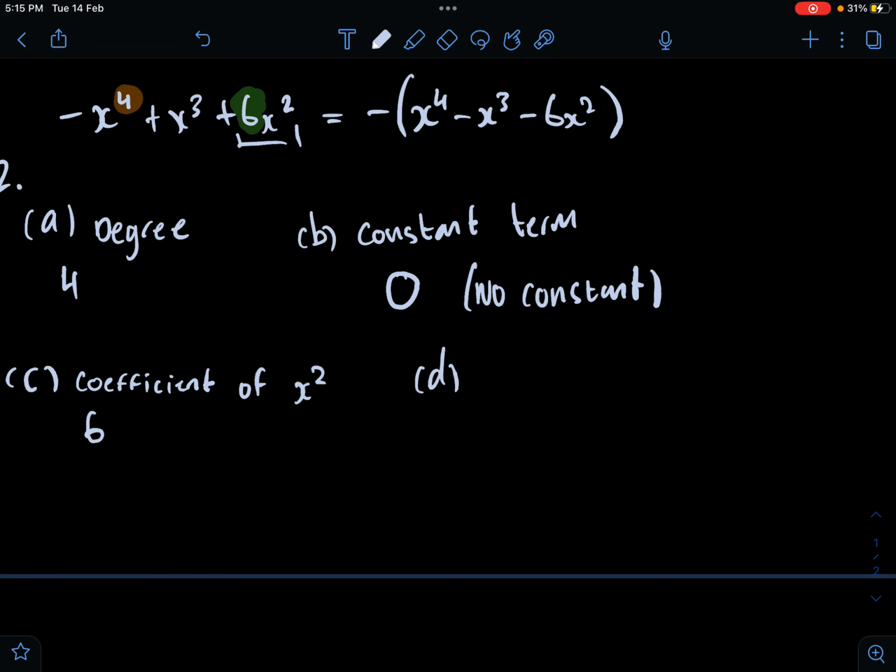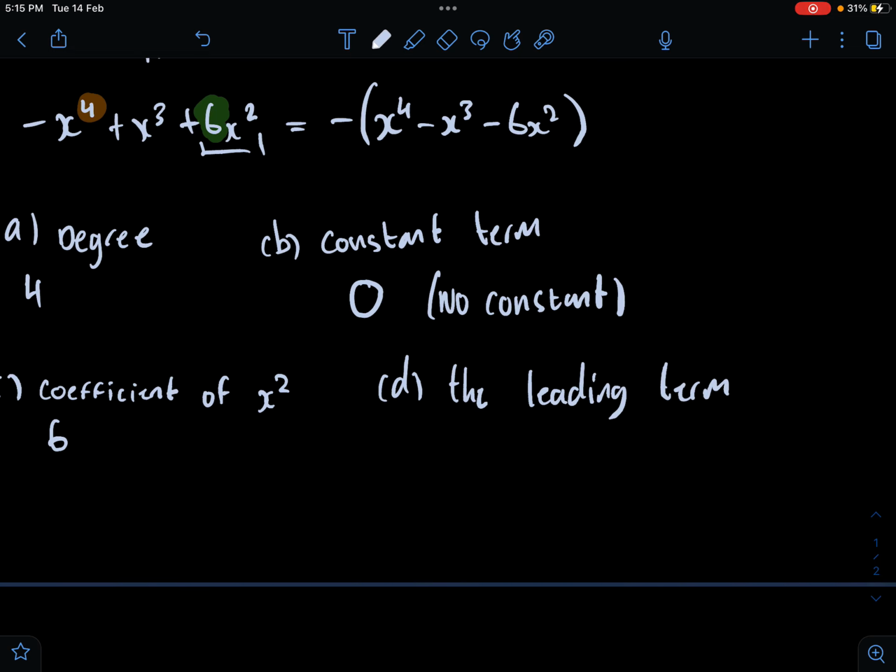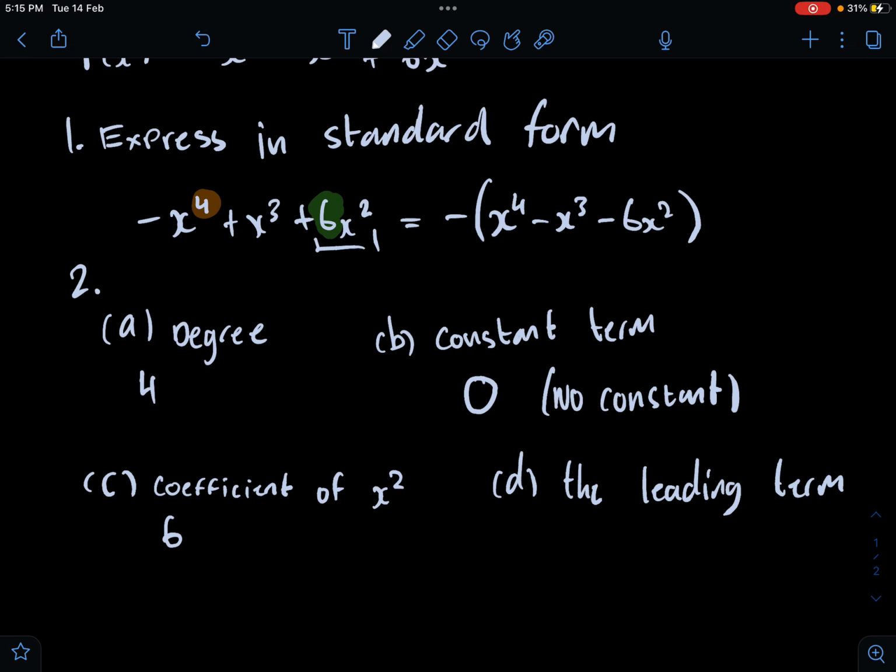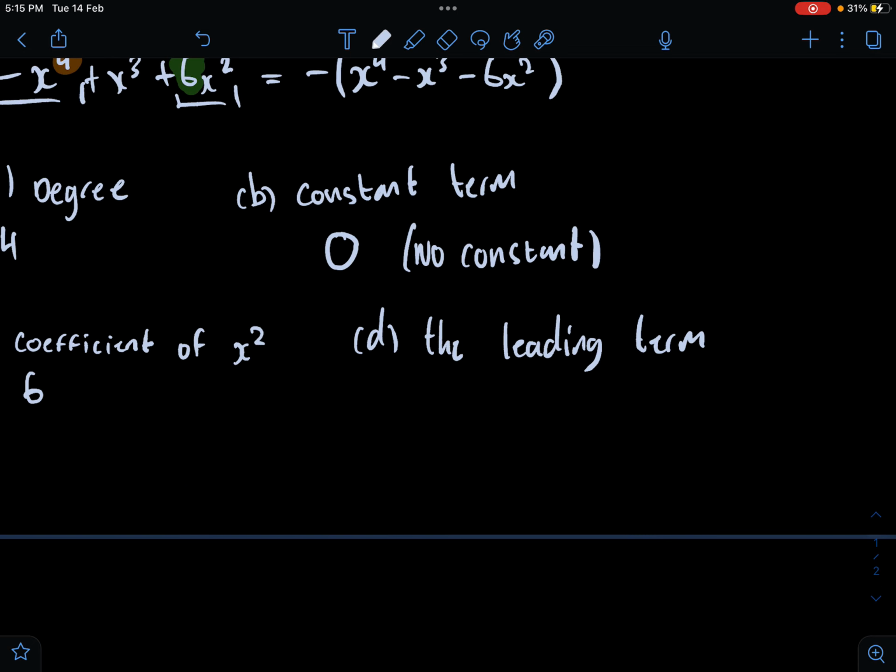D, the leading term. Now, leading term, remember, is the term with the degree in it. So if we look up here, we've already stated our degree is this 4, so this is our leading term. So negative x to the 4.